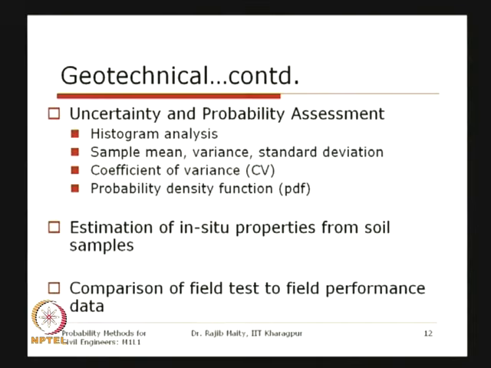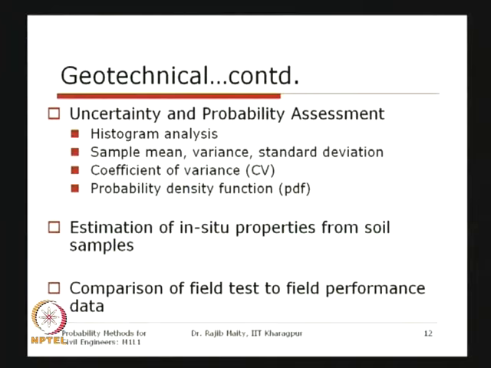Then if we look at uncertainty and probability assessment, this can be done through a very basic approach to start with. For example, histogram analysis: whatever data is available to us, we can use it for the very basic statistical analysis. Start with the histogram analysis, which generally gives some idea of the frequency over the different parts of the range of this particular variable.